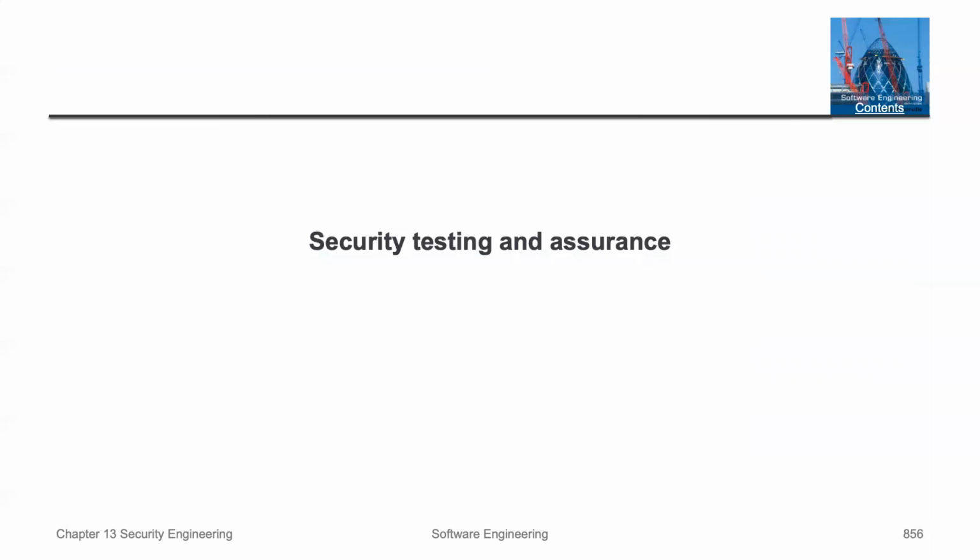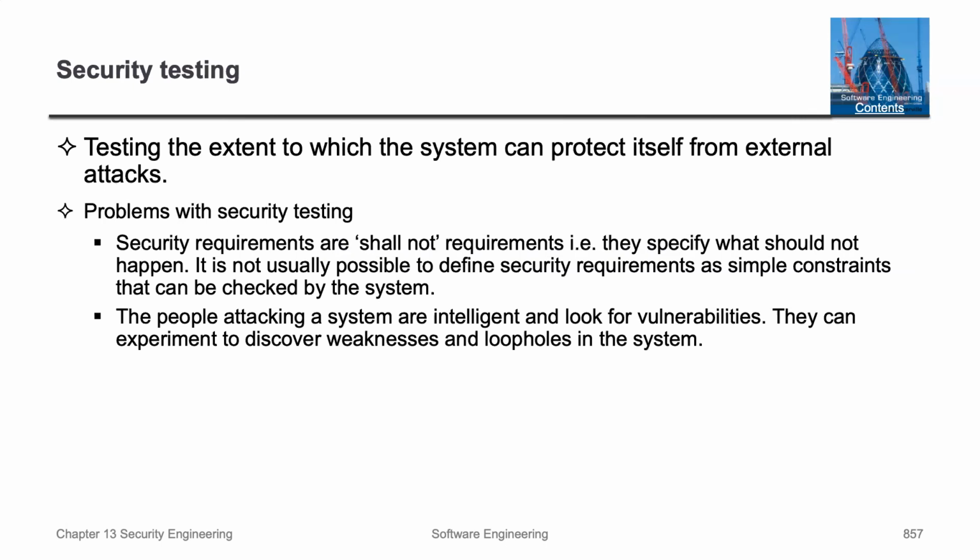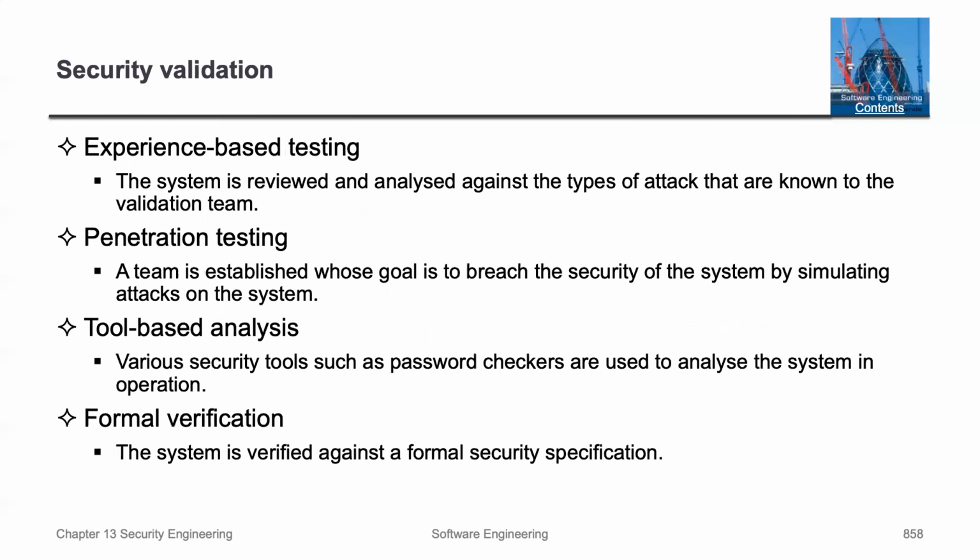In terms of security testing and assurance, for security testing, this gets into testing the extent to which a system can protect itself from external attacks. A problem with security testing is that the security requirements are "shall not" requirements. And so they specify what should not happen, and it is not usually possible to express security requirements as simple constraints that can be checked. And the people attacking the systems are intelligent and look for vulnerabilities. They can experiment to discover weaknesses and loopholes in the system.